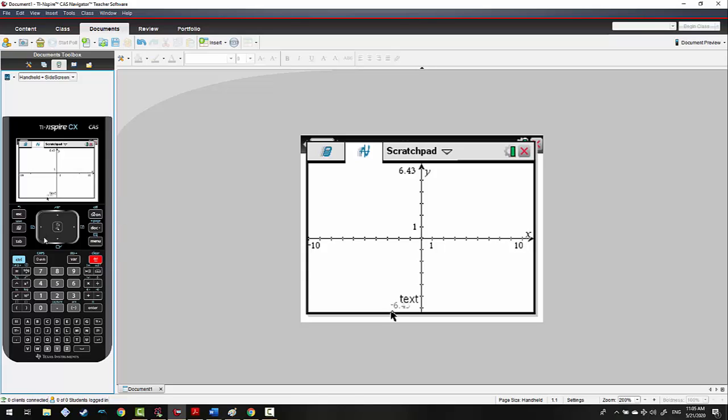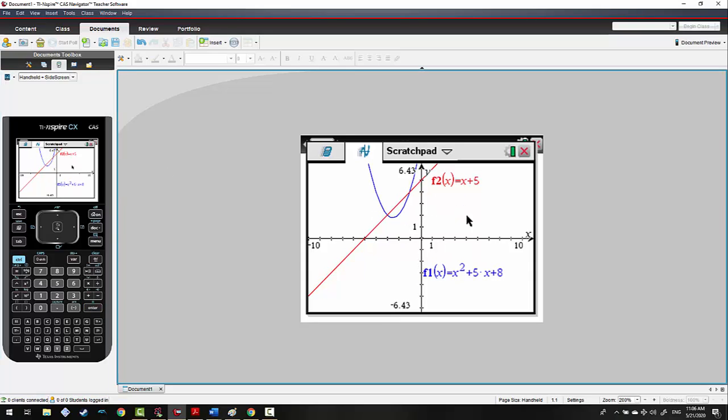Or it. Calculators have no gender. So from here, x squared plus 5x plus 8. There's my parabola right there. And then I'm going to go ahead and graph x plus 5. So x plus 5. Okay, I'm looking at 2 intersection points right there.